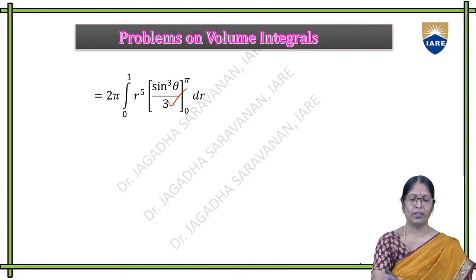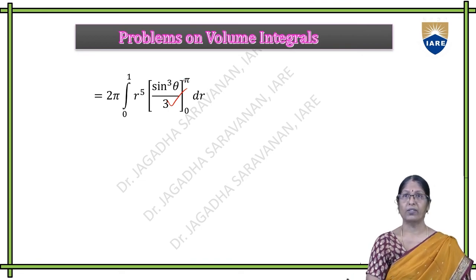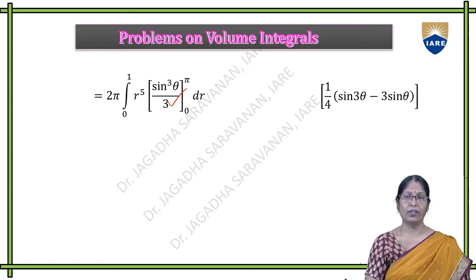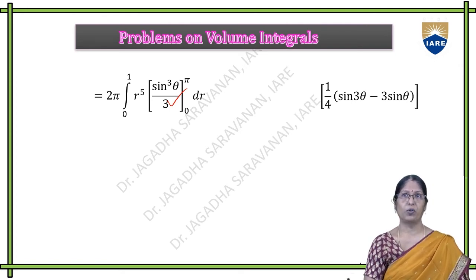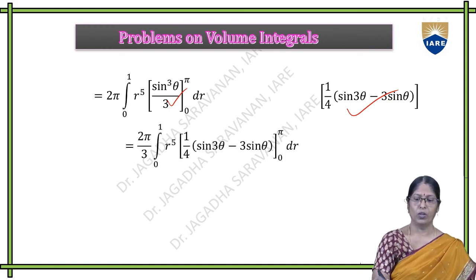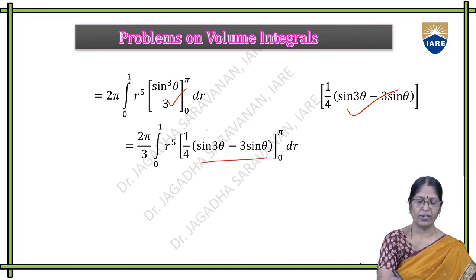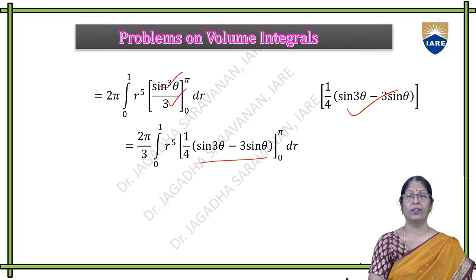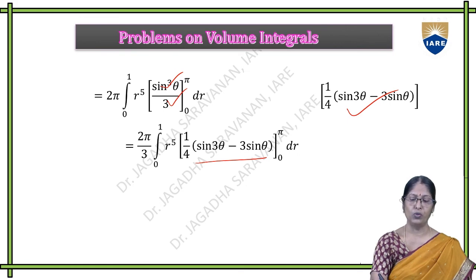Here, once again, from 0 to pi, but sin cube theta, again sine is in cube in the trigonometry. So the relevant formula we are substituting in the place of sin cube theta is 1 by 4 of sin 3 theta minus 3 sin theta, from 0 to pi.